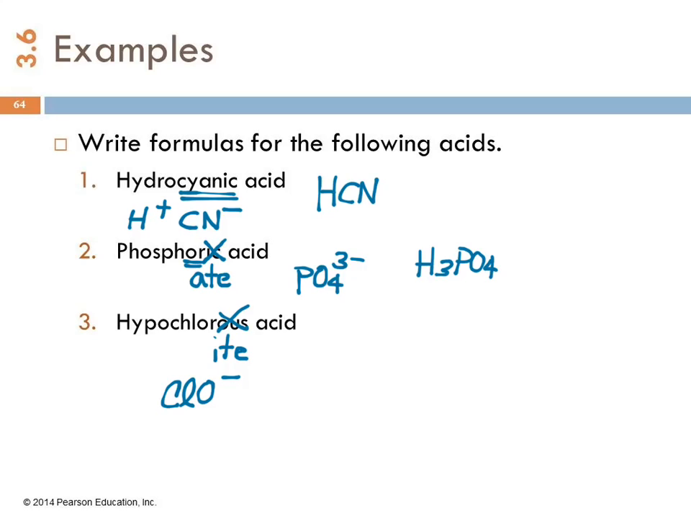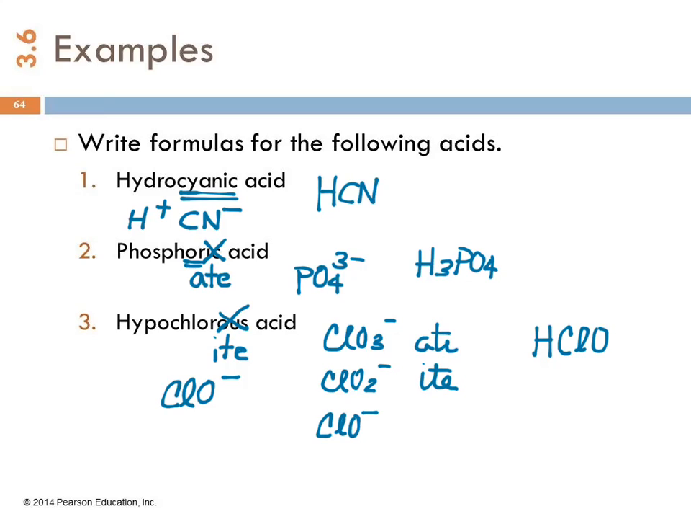So getting that just off the top of your head might be tough. What's chlorate? ClO3 minus. Okay, so that's the ate. That's the one we memorize. Chlorite is one less oxygen. That's the ite. Hypo is below that. So we knock off one more oxygen and we get ClO minus. So then for the acid, we need one hydrogen, HClO. Any questions?